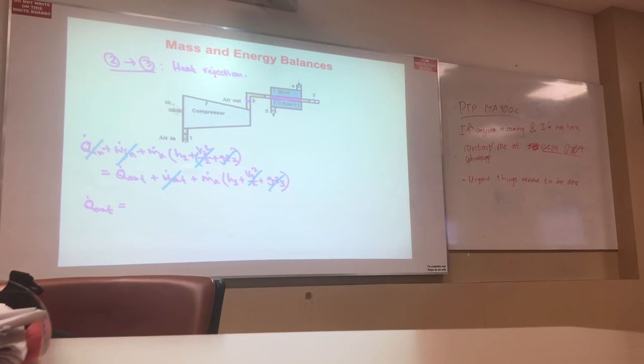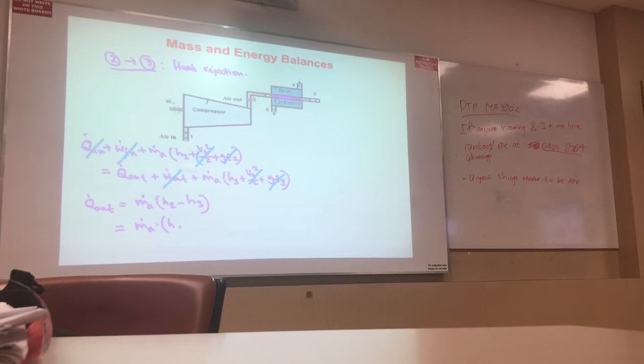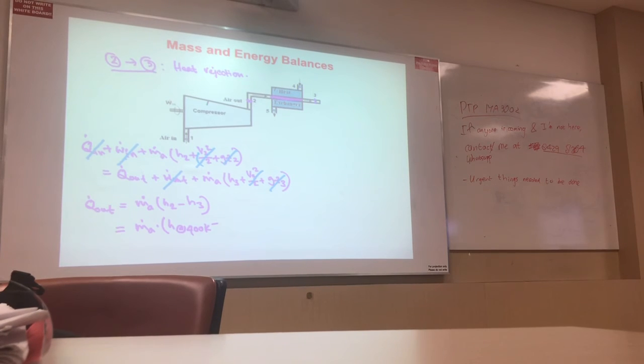What is Q dot out? Q dot out becomes M dot A times H2 minus H3. Am I right? Good. So M dot A I know, right? This value I know, 0.5 kilogram per second. What is H2? H with respect to 400 Kelvin, right? What is H3? H with respect to 77 degrees Celsius or 350 Kelvin.